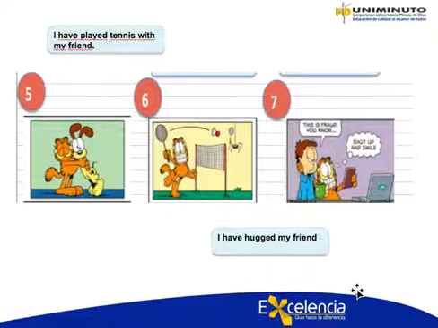Because the number 7, this is from, shut up and smile, says Garfield. So in the number 5, what is the action that he is doing? Is he playing? No, he's not playing in number 5. So I have hugged my friend, abrazar. I have hugged my friend. And the last one, the number 6. So this is the last. I have played is the most difficult. And the answer is I have played tennis with my friends.